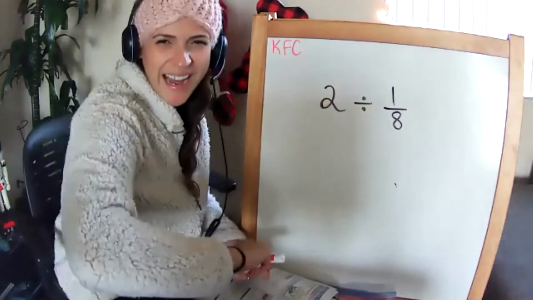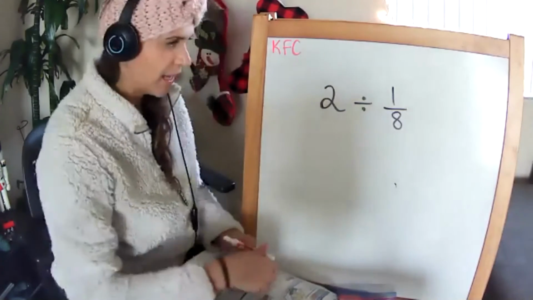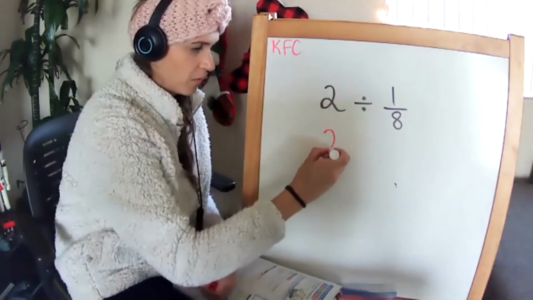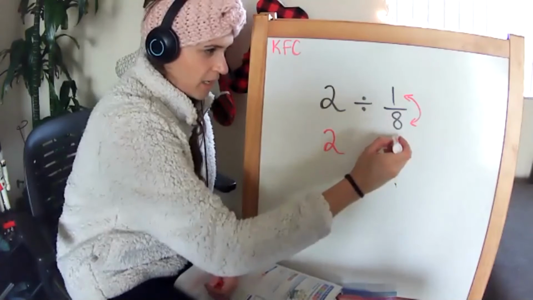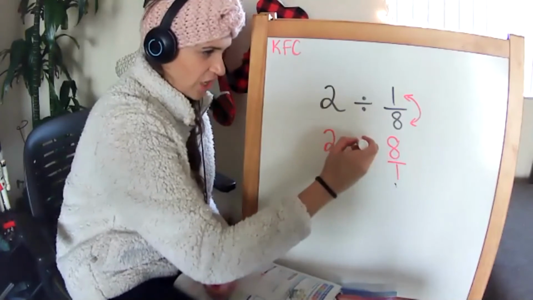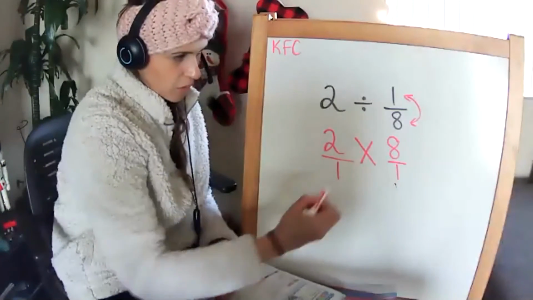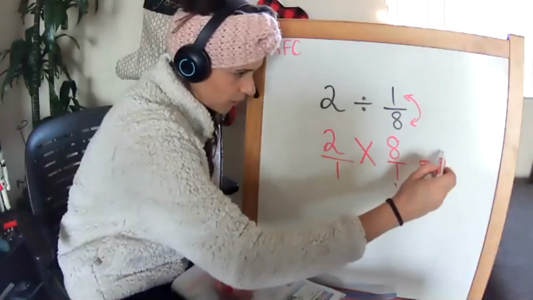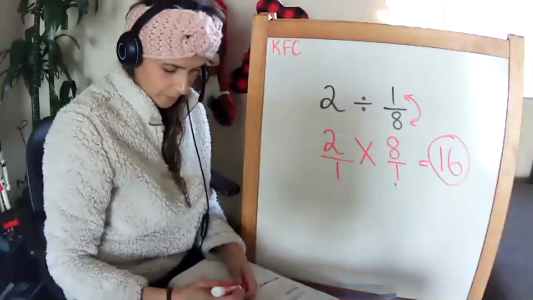We did 8 divided by 1/4 when we did the hot cocoa. So let's try this out. Remember, keep, flip, change. The 2 is a whole number, so I put it over a 1. And oh my gosh, how easy is that? 2 times 8 equals 16. And we don't have to multiply 1 into 1.